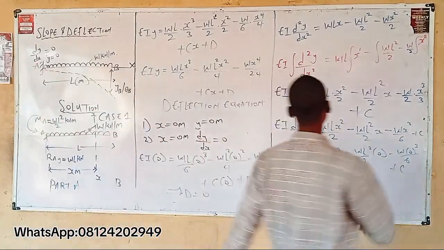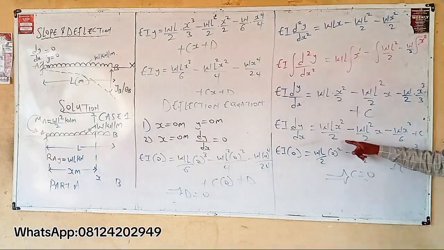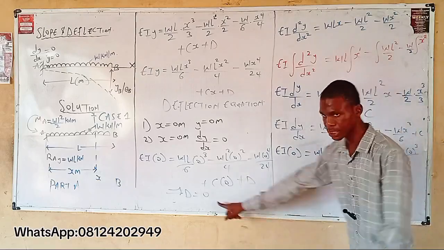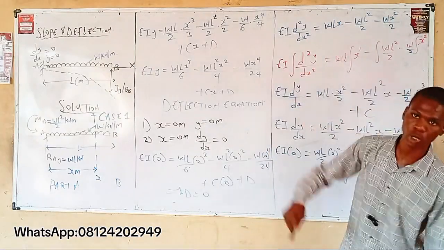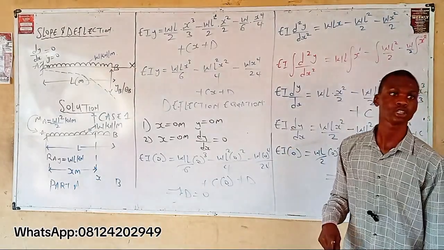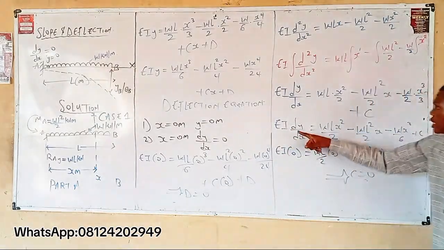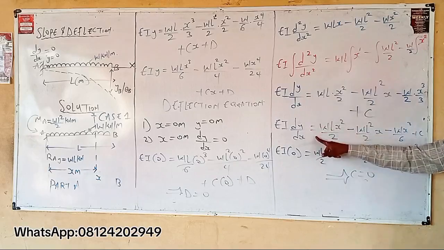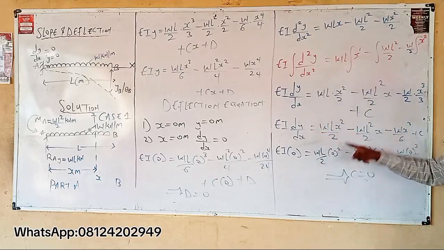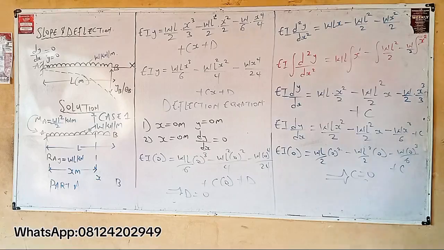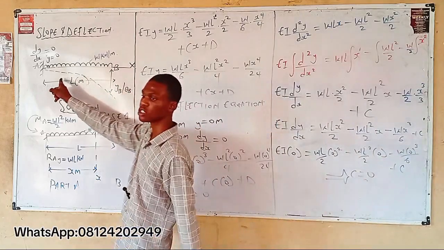So now, you can come back to your slope equation. This was your slope equation. In place of C, what will you have? Since you've gotten the values of C and D, you now want to finalize your slope equation. Your slope equation becomes: EI dy over dx equals WL x squared over 2, negative WL squared over 2 x, negative W x cubed over 6, plus 0. So that becomes the slope equation to use in solving this question.